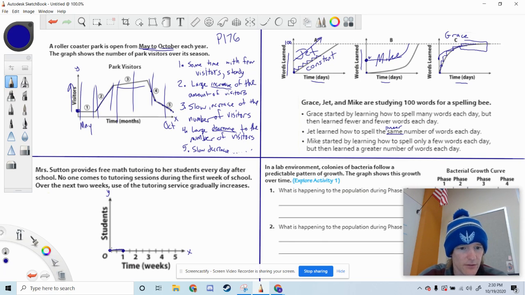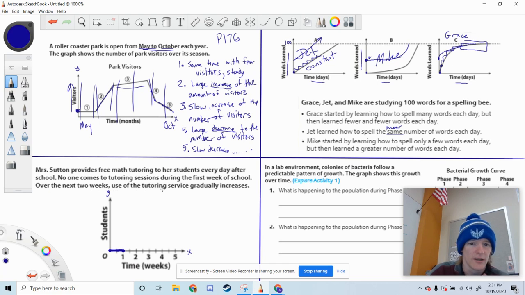So from 0 to 1, we've got just like a horizontal line here. Nobody showed up the first week of school, which makes sense. I mean, who wants to go to tutoring the first week of school? You don't even know what you're learning yet. You're just making sure you have all the right materials.